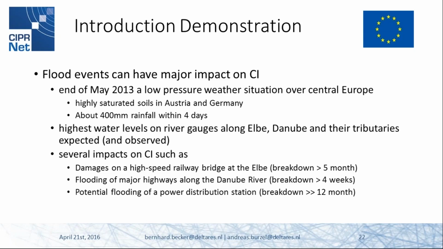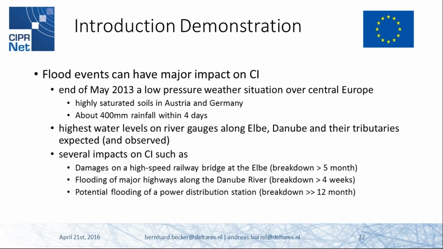Actually, at the end of May 2013, there was a low pressure system over entire Central Europe, and already there were highly saturated soils in Austria and in Germany, but 400 millimeters of rainfall within 4 days led to the highest water levels which have been observed so far along the Elbe, along the Danube, and also their tributaries.